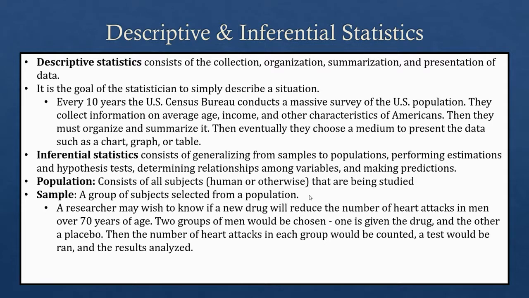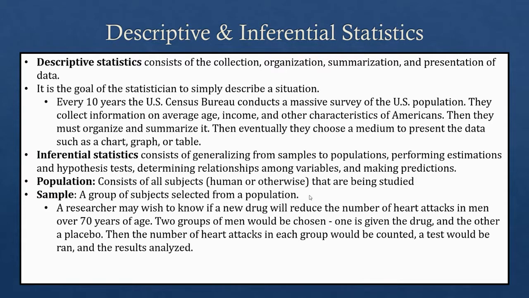So, for example, every 10 years, the U.S. Census Bureau conducts a massive survey of the U.S. population. They collect information on average age, income, and other characteristics of Americans. Then they have to organize and summarize that. The federal government spends billions of dollars collecting this information so that they have an accurate account of vital information for the entire population of the country. So they'll present it in data charts, graphs, tables, a whole bunch of different ways to organize it, but they're using descriptive statistics through that process.